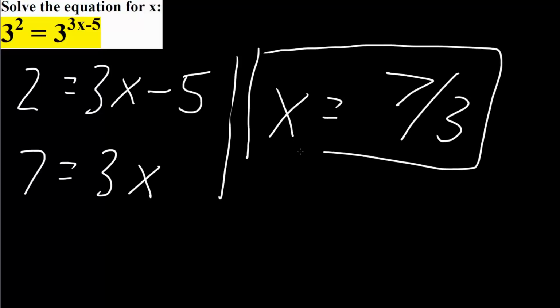And even if you wanted to check this answer, if you were to plug 7 over 3 for x, you would get 3 raised to 3 times 7 over 3, which would be 7. 7 minus 5 is 2. So they would be the same. And now we will do the second problem. It's very much similar, except there's one more step.